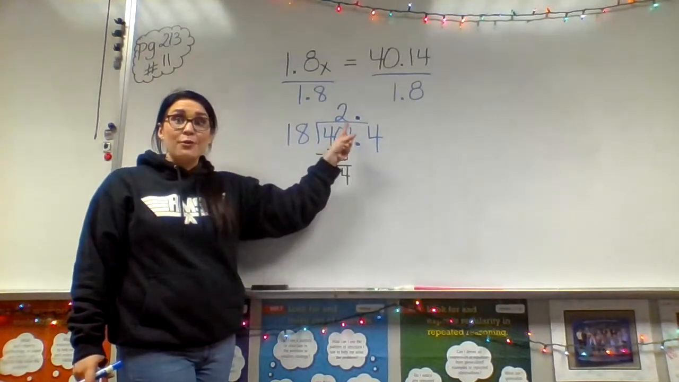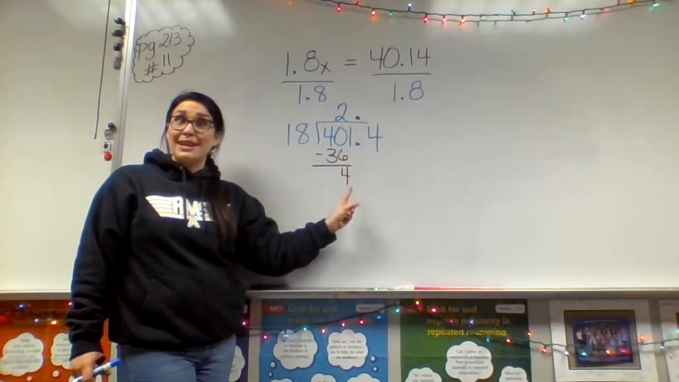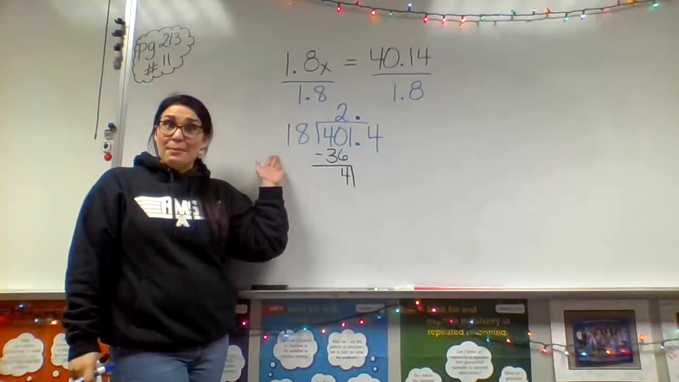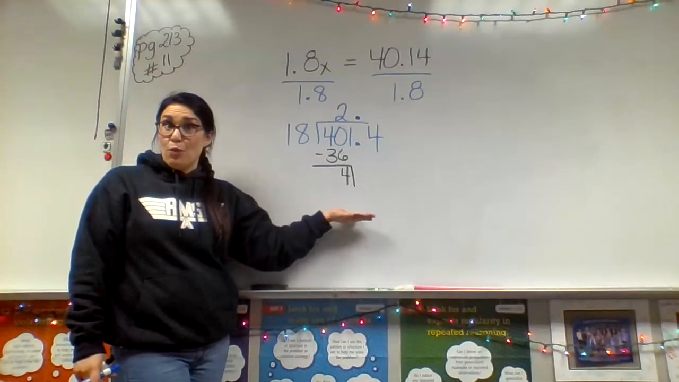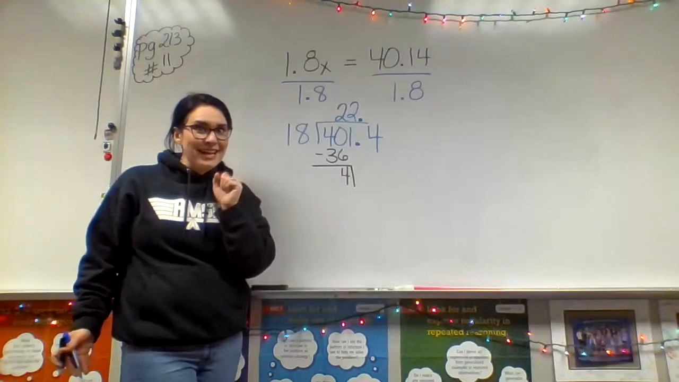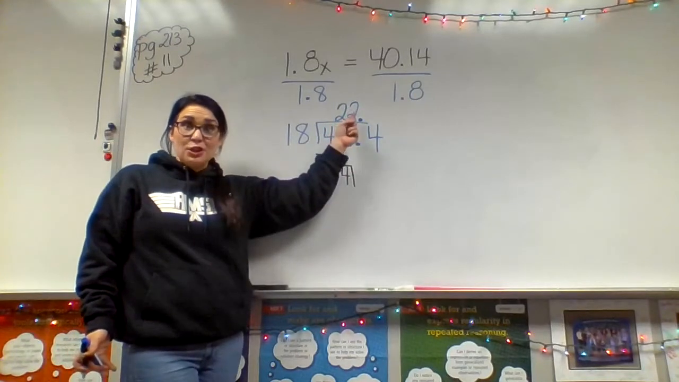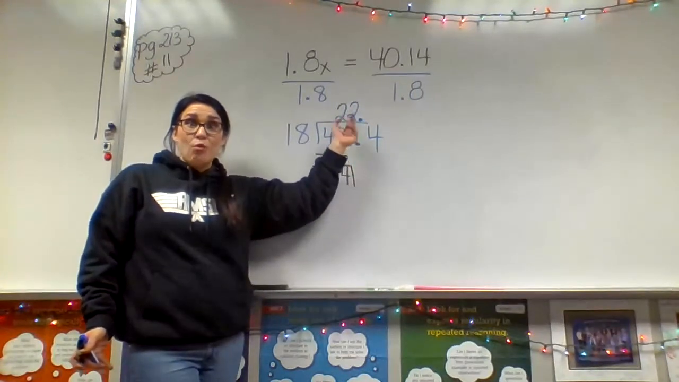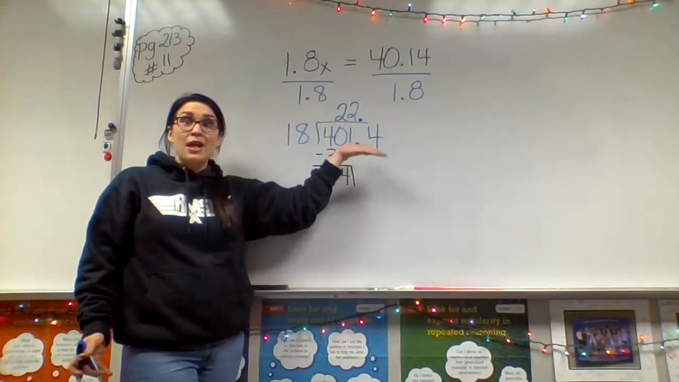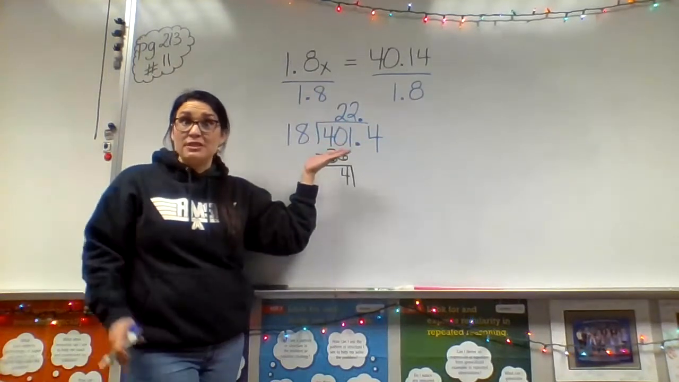We now need to bring down this number 1. Again, how many times can 18 go into 41? It can go in there twice. Nice job. And notice that that 2 is written directly above that 1 on this side of the decimal because we were still dividing with those whole numbers, right?